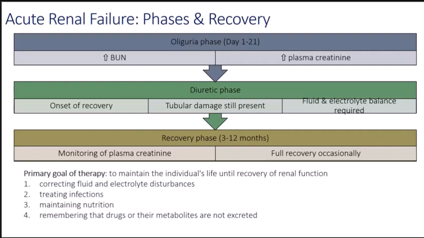The primary goal of therapy and treatment with acute renal failure is to maintain that individual's life until they have recovery of their kidney function. And so making constant corrections with the person's fluid and electrolytes, treating any infections that might come up and getting them under control, maintaining nutrition to make sure there's no deprivation in that area, and then remembering that any drugs that are administered are not going to be excreted properly, and that can become toxic to the body.